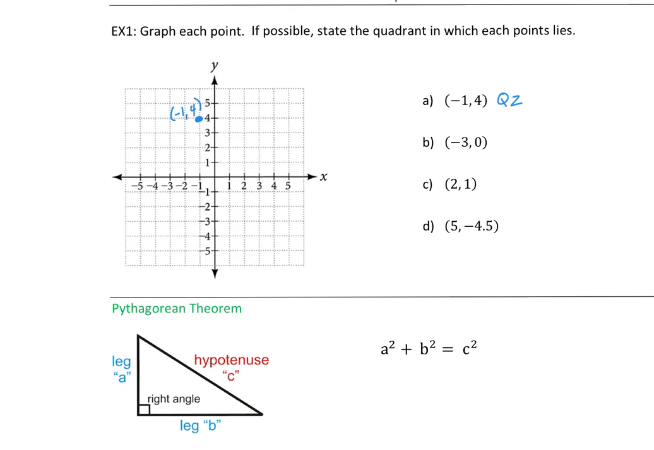Part B is the point -3, 0. So x is -3, y is 0. So we're on the axes, and this would be -3, 0. Since it's not in a quadrant, I'm just going to write no quadrant.